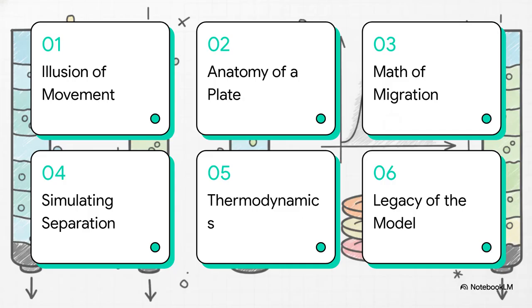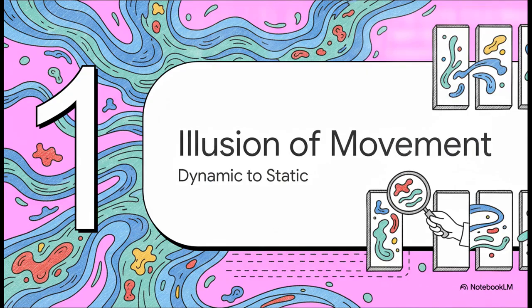Here's our roadmap for today. We'll start with the illusion of movement, then look at the anatomy of a plate, the math of migration, simulating the separation, thermodynamics and equilibria, and finally, the legacy of an obsolete model. Okay, let's jump right into part one, the illusion of movement.